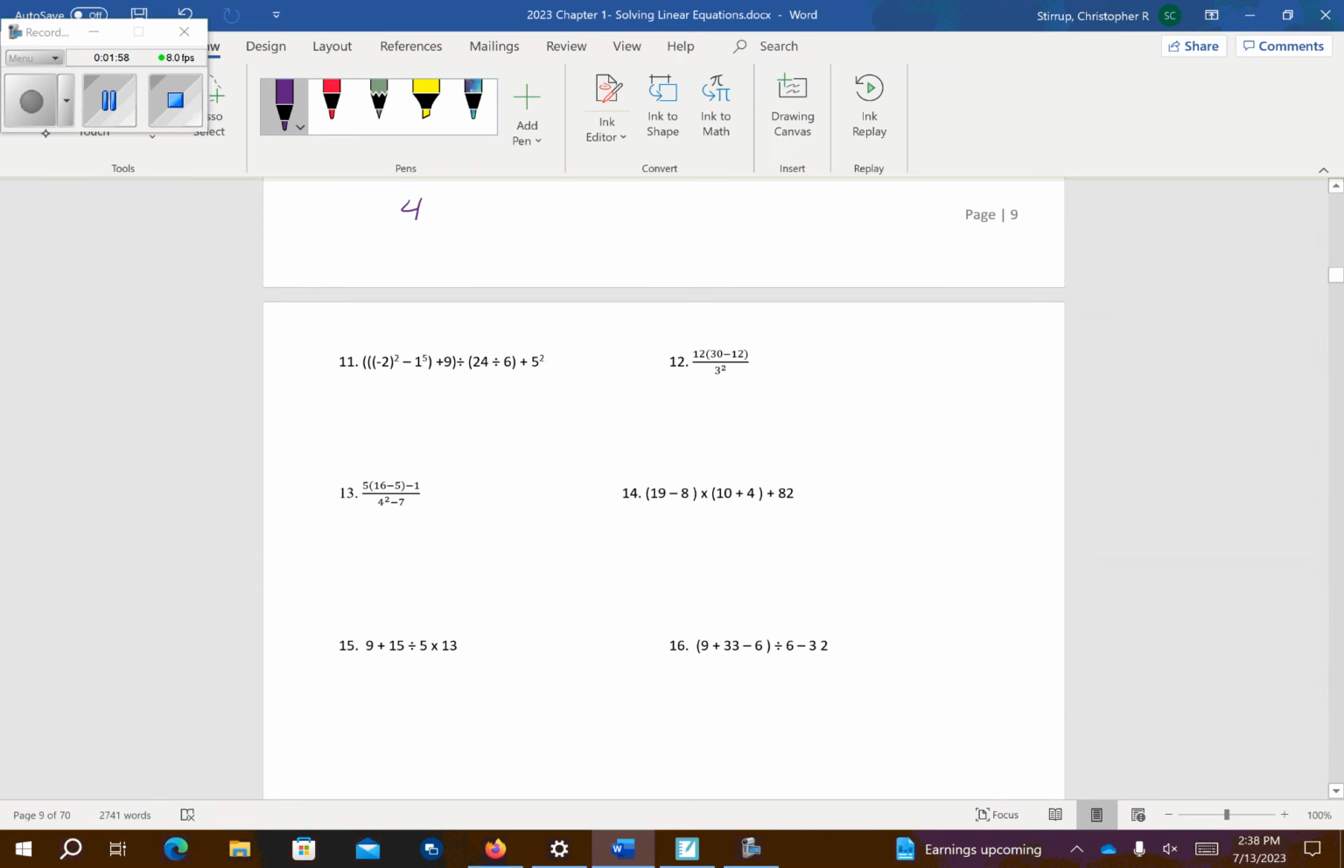Number 11, this is kind of a whopper. We'll have to go through this slowly. So I'm going to take care of this part first. So that's going to give me a 4. And then 1 to the 5th is 1 times 1 times 1 times 1 times 1, which is just going to give me 1.